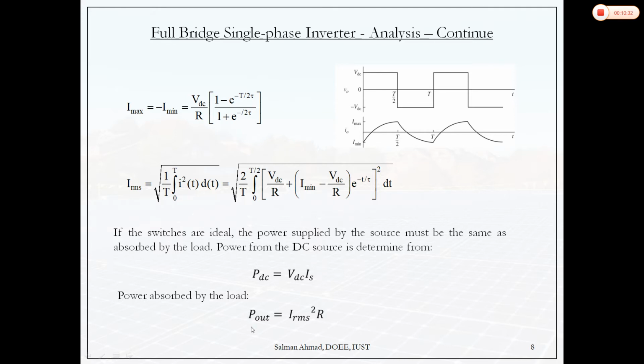Now power absorbed by the load will be the RMS value of the current, which you can find from this expression, multiplied by R. That will be the power absorbed by the load. So if you equate these two, out of these four parameters, any one parameter you can calculate if the other three parameters are given in the problem.